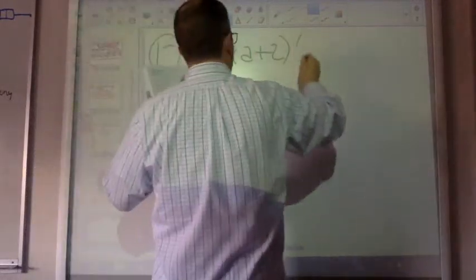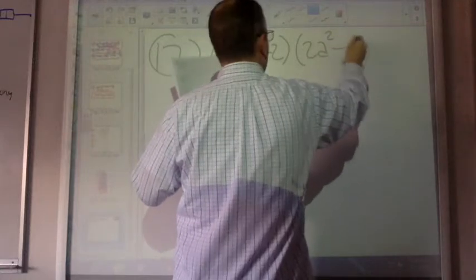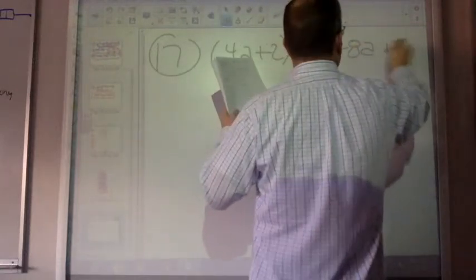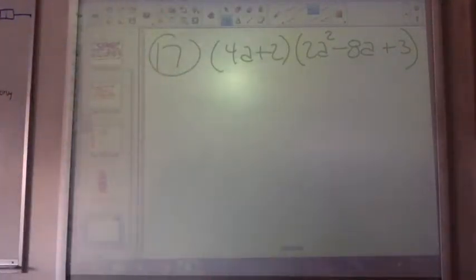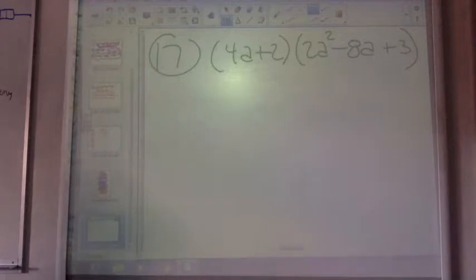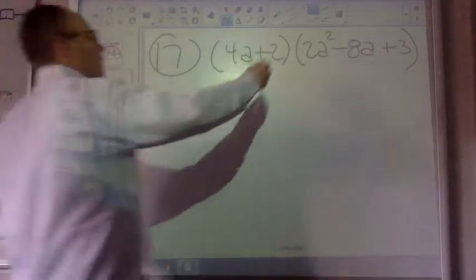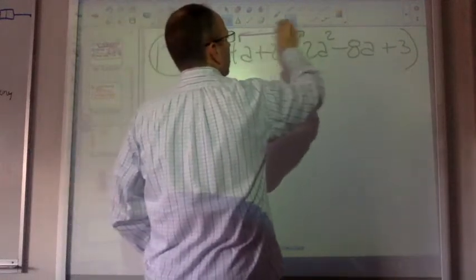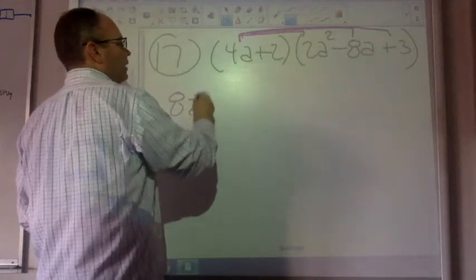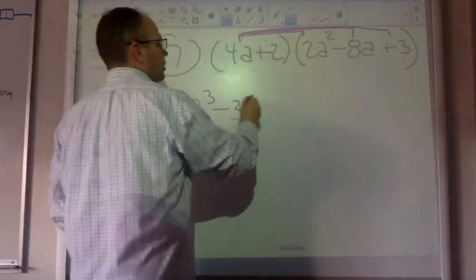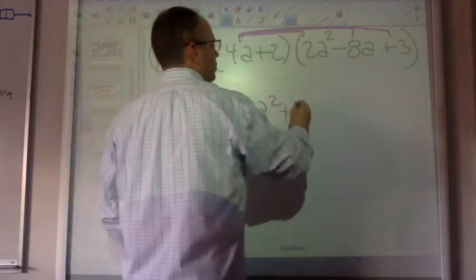4a plus 2, 2a squared minus 8a plus 3. Double, single, or triple distribution? Careful. Double. I'm distributing the 4a, which happens to be going to 3 terms, and I'm distributing the 2, which happens to go to 3 terms. So it's only double distribution. I'm going to multiply the 4a here, and here, and here. That's 8a to the third minus 32a squared plus 12a.